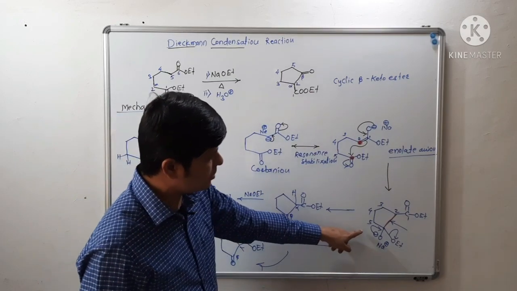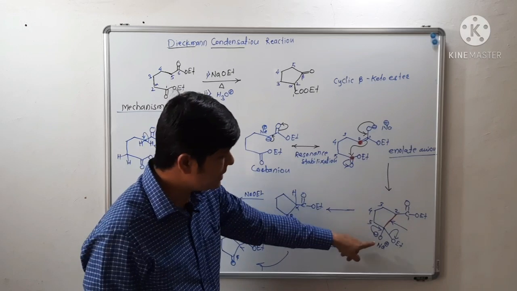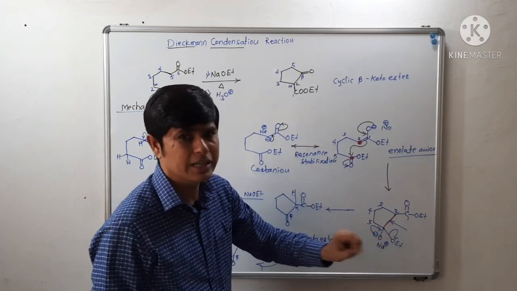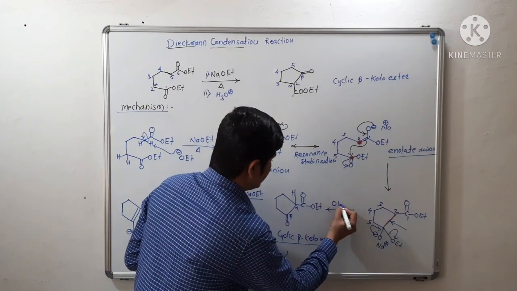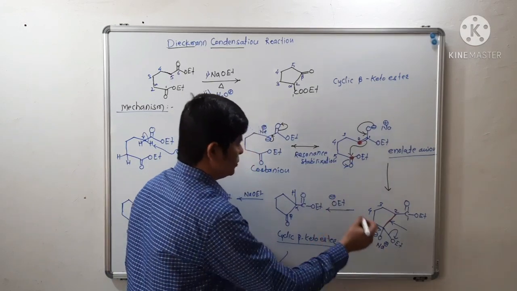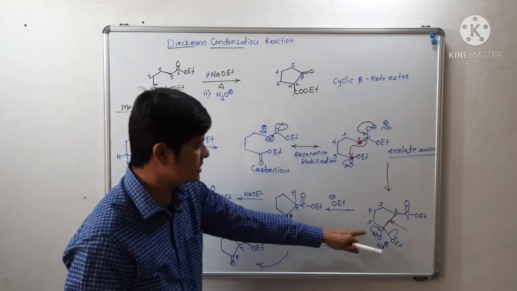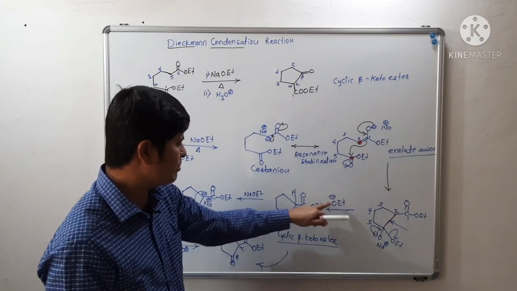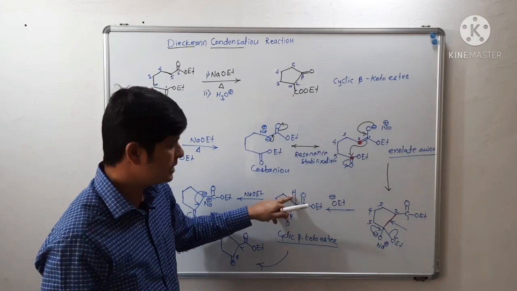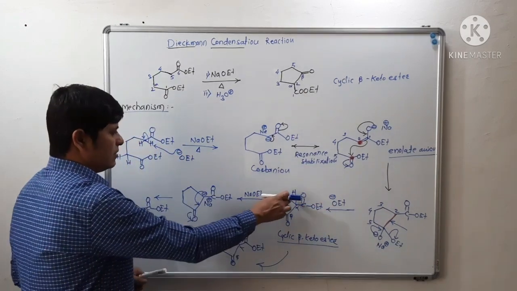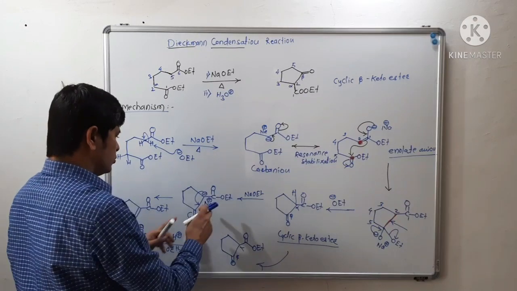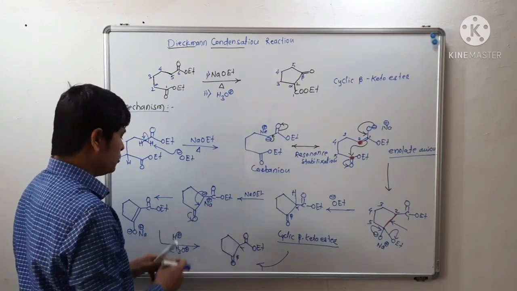Now this intermediate will knock out the leaving group OEt minus. So this OEt minus will get pushed out from this intermediate structure. Now this OEt minus will abstract this alpha hydrogen atom to get a carbanion in this step also.